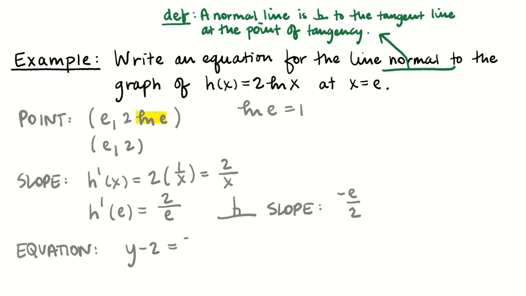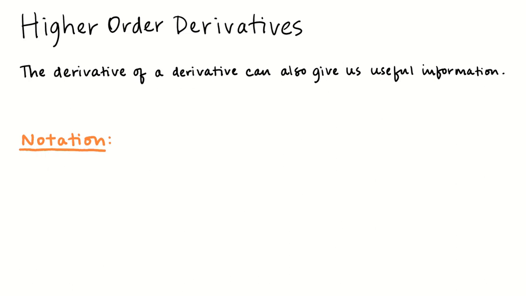So y minus 2 is going to be perpendicular slope times x minus the x coordinate we know. Okay, and that's how we write the equation of a normal line. Now I'm going to talk to you about some higher order derivatives. Okay, so like the derivative of the derivative.